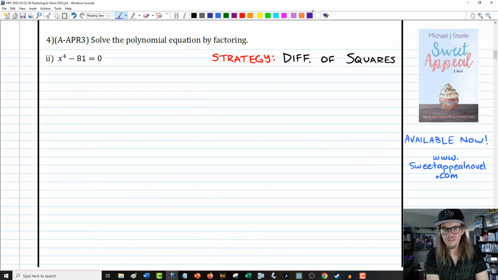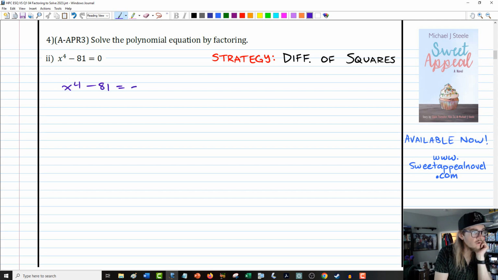Question number 2 immediately sort of pushes us into a narrow set of possibilities. Our polynomial in question only has 2 terms, which means it's either a sum or difference of cubes or a difference of squares. And in this case, because our powers in both cases are even, this looks like it's going to be a difference of squares. So that's the way I'm going to think about x to the 4th minus 81 equals 0, as a difference of squares problem for us to tackle and solve.